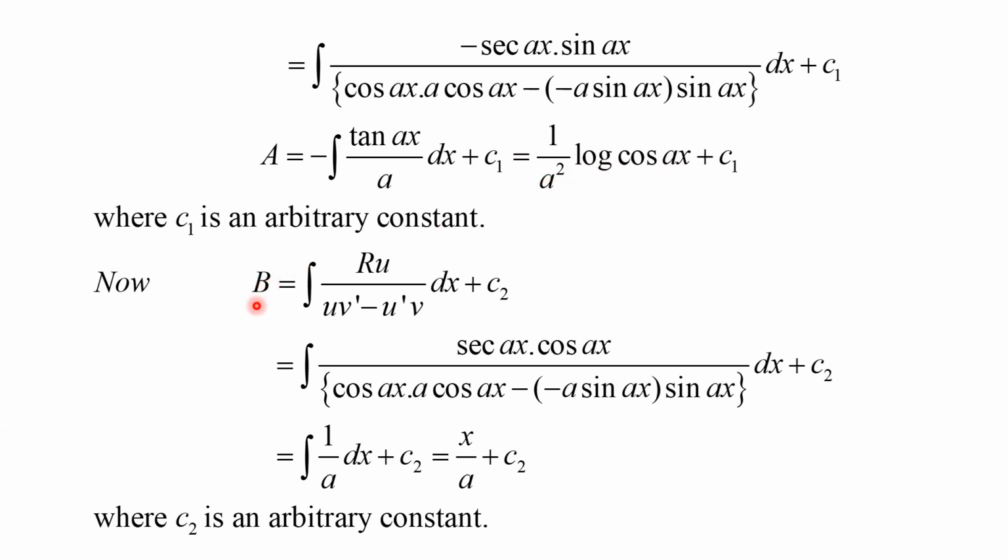Now find the value of b by the formula. B is equals to integration ru upon uv dash minus u dash v dx plus c2. Now put the value of r and uv dash minus u dash v. So after simplifying this, we know that sec ax is equals to 1 upon cos ax. So this will be cancelled out and value of this is equals to a. So now integrate this. After integration, term will be x upon a plus c2.